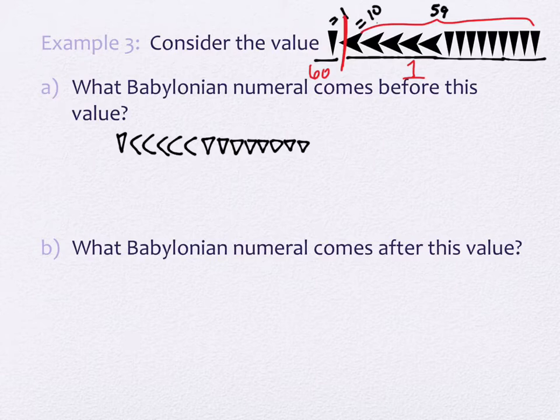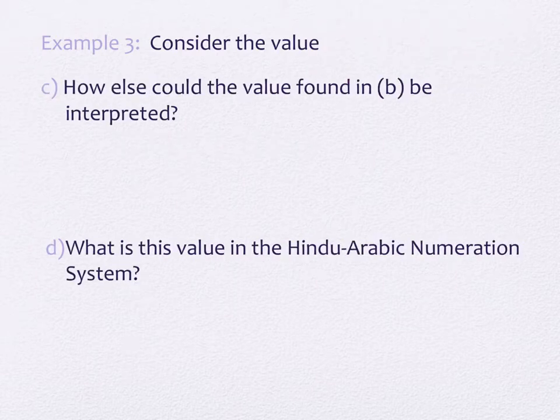There's a problem with that, though, because the next column, which had 1 arrow or 1 triangle in it, would now have 2 triangles. And this would be the correct symbol. But they don't have a 0. So what do we do? That's actually the next question that pops up on your question set: how else could we interpret that value that we just found in part B?